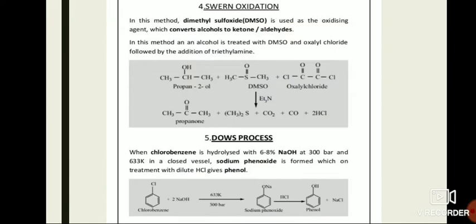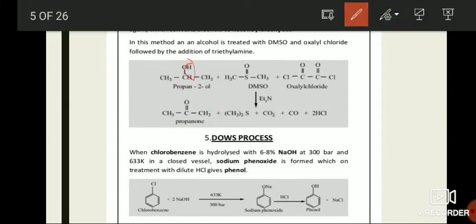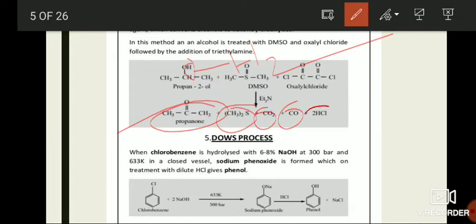Next one, Swern oxidation. The propanol reacts with dimethyl sulfoxide, DMSO, and oxalyl chloride to form aldehyde or ketone. This is aldehyde. Removal of water, and in a simpler way, the removal of hydrogen, H2, is oxidation. The byproducts remaining are dimethyl sulfide, CO2, CO and 2HCl.